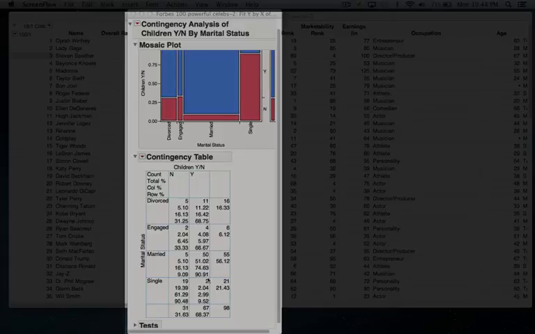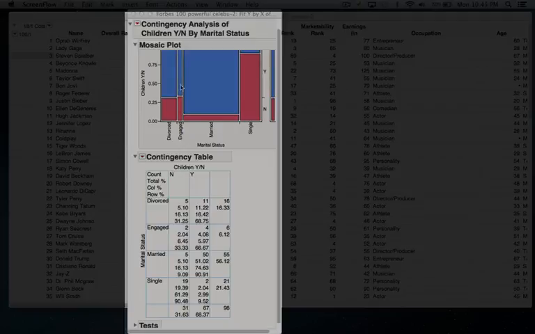So we have 5 celebrities who were both divorced and had no children. That's this box right here, and that's the total number of celebrities that fall into this box. 11 celebrities were divorced and had children. That's this blue area right here. 2 celebrities were engaged and had no children. That's this box right here, this red one. 4 celebrities were engaged with children. That's this blue area right here.